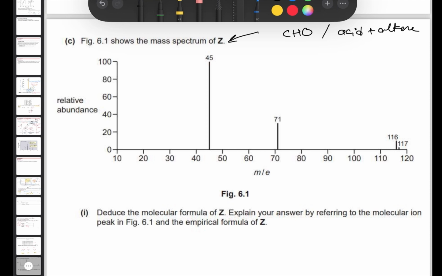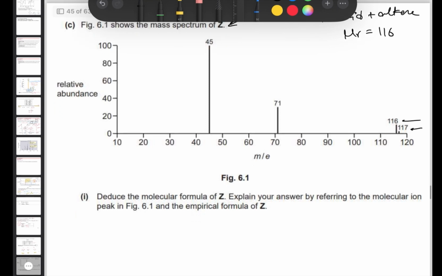Okay. And if I ask you what is the MR of this compound, you can ignore the small peak in here and just take the longer one, and actually it's 116 gram per mole, which is the molar mass. The question here says, deduce the molecular formula of Z, I mean the MR, and explain your answer by referring to the molecular ion peak. Molecular ion peak, keep in mind, represents the value of M plus. This is the M plus, the longer peak, which is 116.